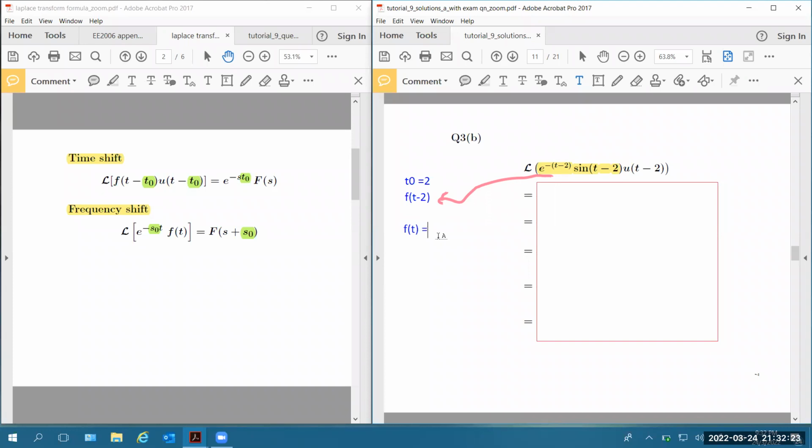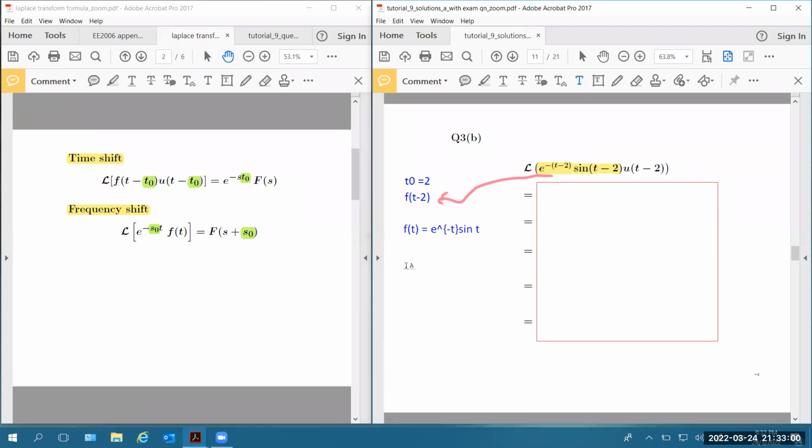And from here, where's my ft there? Where's the ft here? So I think you all know the trick, right? If this one is ft minus 2, then how to write ft? What would that be? Your ft will be what? Yeah, class, anyone? e to the power minus t sine t. Yeah, that's right. So you just change the t minus 2 to t, right? Then sine t. Yeah, so it's just like that.